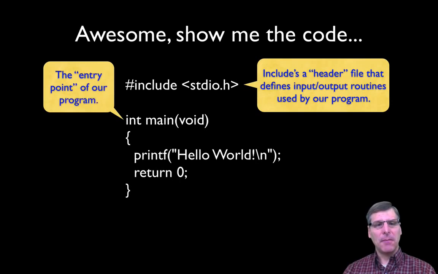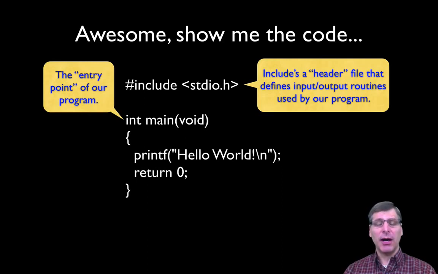Secondly, we can see this main function here. It returns an int, that's an integer value, more on that in a moment, and it takes as an argument void, which in C means there are no input arguments to this program. So main is the entry point.